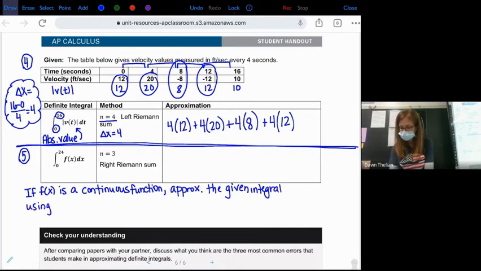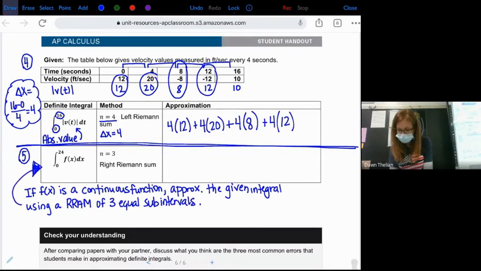using an RRAM of 3 equal subintervals. That really should be what is written above this integral. Because like I was just saying, how do I know if I should be using equal subintervals or not? They have to ask for it. And in a question like this, where I really have minimal information given to me, they would need to say that they wanted equal subintervals here.